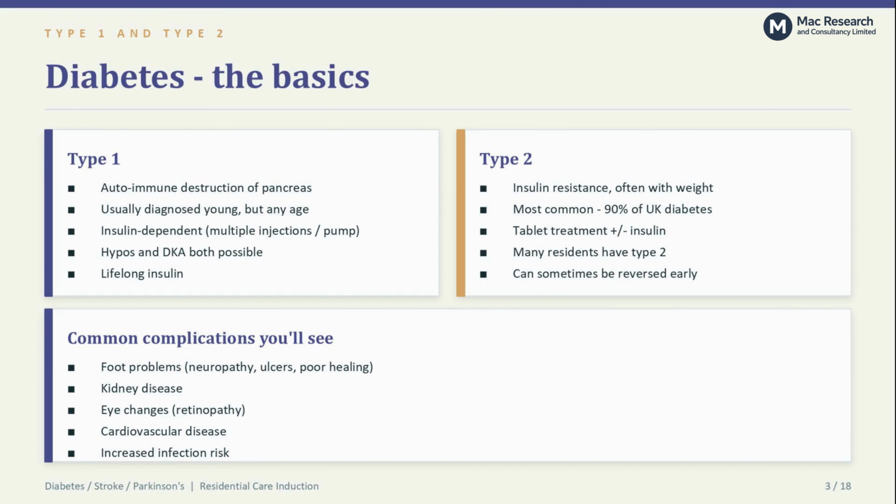Cardiovascular disease, heart attack, stroke, peripheral vascular disease. Increased infection risk, UTIs, chest infections, skin infections, all more common. Most residents with diabetes are in stable long-term management. The work is daily monitoring and prevention of complications.